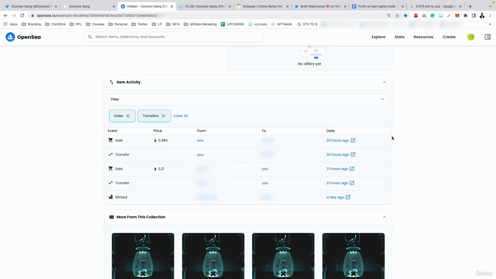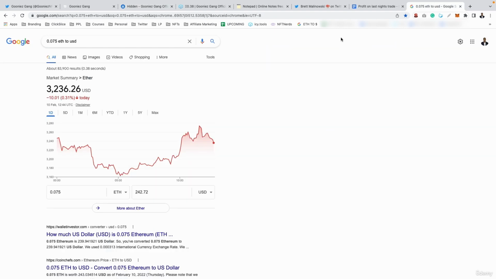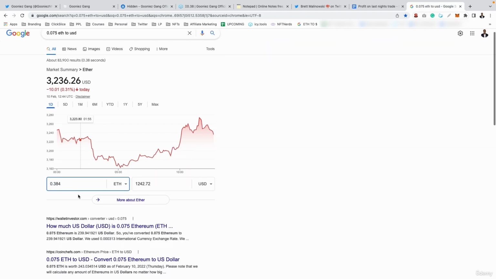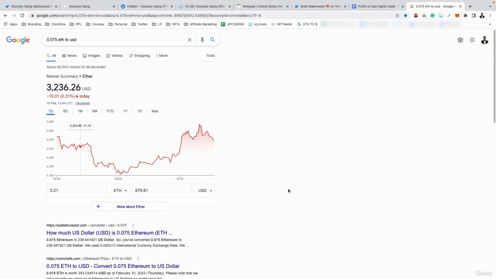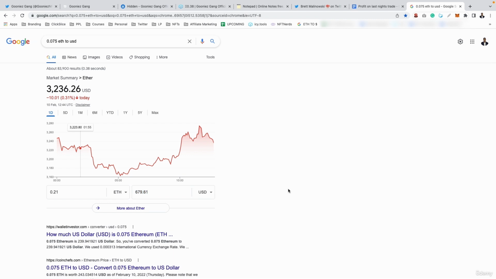Let me break that down into numbers just to give you some context. So I sold it for 0.384, so if I go over to my calculator, 0.384 ETH is about $1,200, and I purchased it for 0.21, so I purchased it for just under $700 and sold it for around $1,200. So yeah, a pretty decent trade, not one of my biggest, however, it's one I did last night just for the purpose of this course.